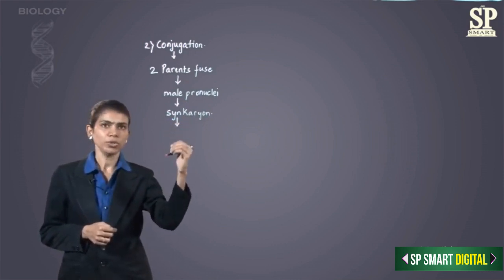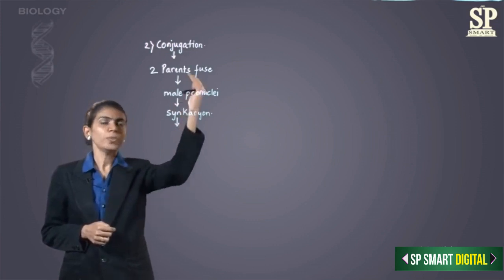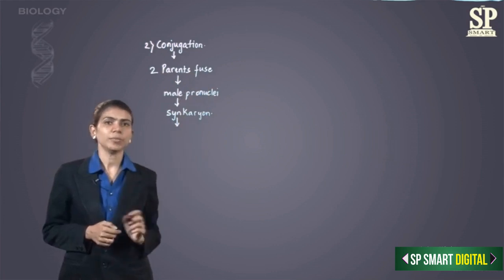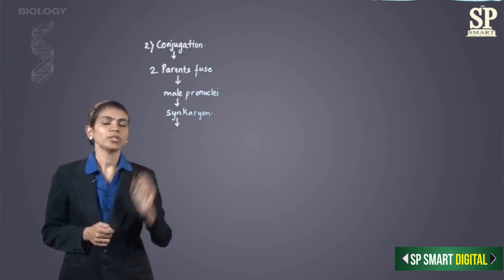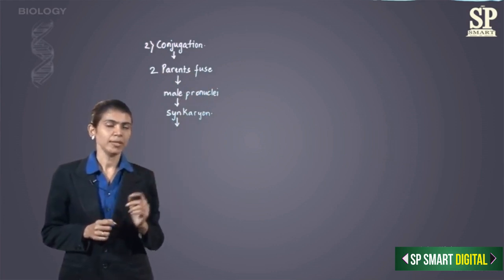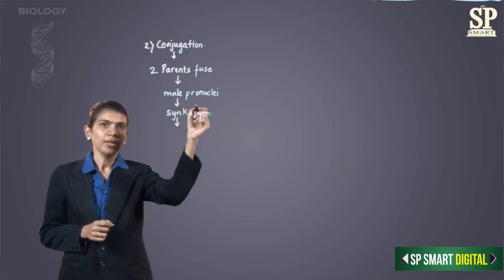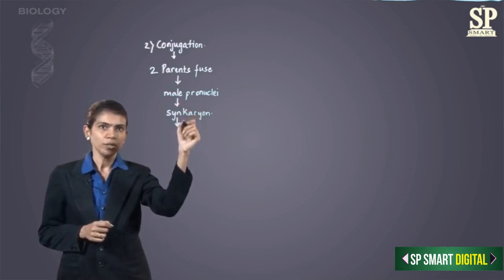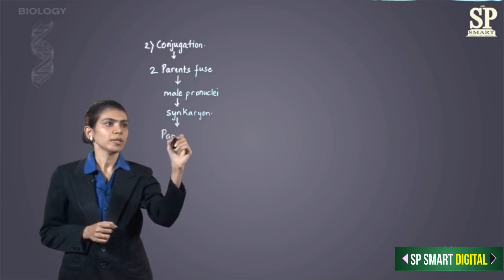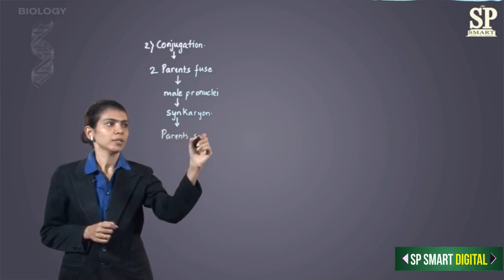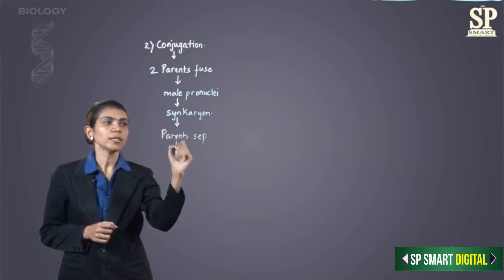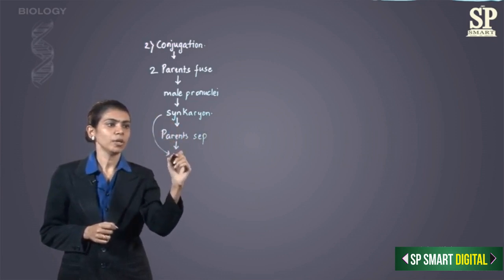Before the formation of the new individual begins, the two parents separate. So here the fusion of the two parents is temporary. In conjugation, the two parents fuse temporarily. They exchange the male pronuclei. After that, the synkaryon is formed. Then the parents separate, and each synkaryon will then form a new individual.